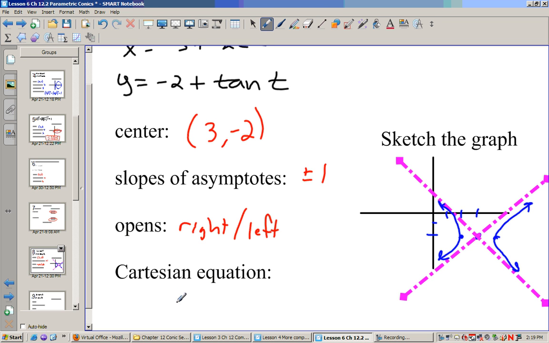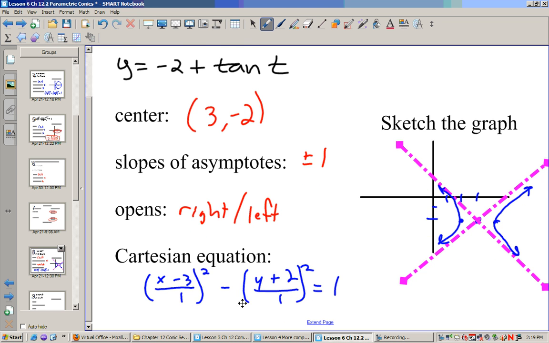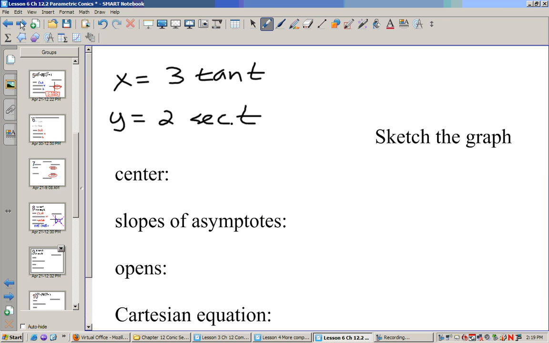If I was going to write this Cartesian equation, I would have to say this is (x minus 3) squared over 1, minus (y plus 2) squared over 1 equals 1. Now those over 1s don't really do anything, so we could just say (x minus 3) squared minus (y plus 2) squared equals 1, and that would be probably better. Alright, now try this one.